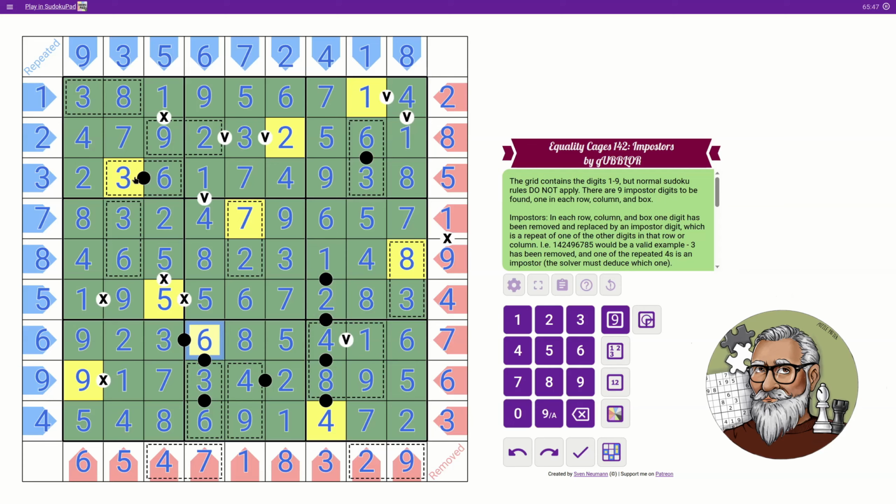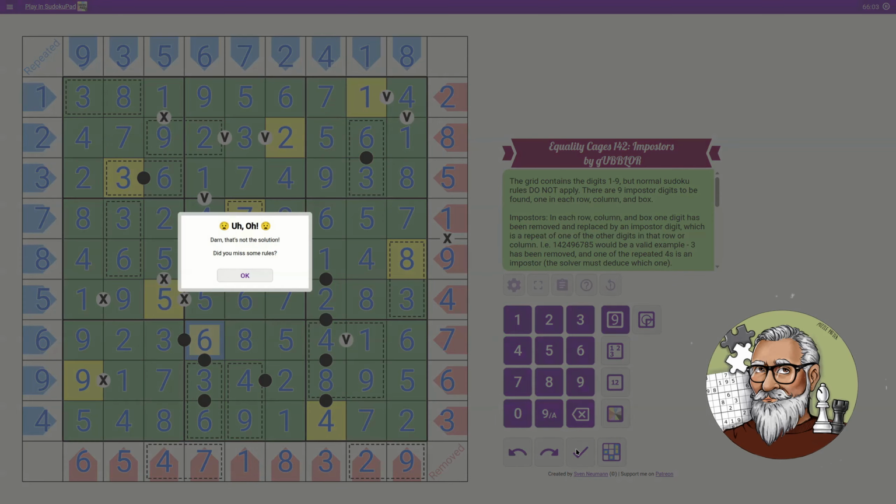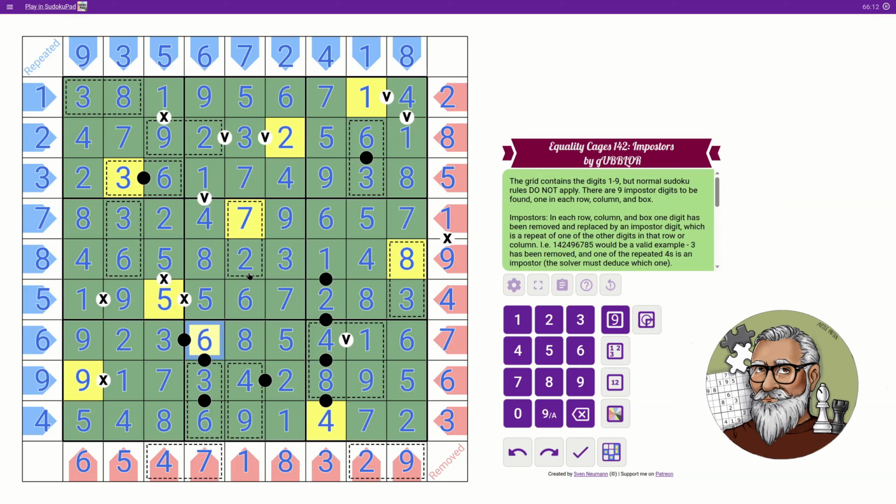What about the cages? 3 6, correct. Those are not cages. 7 2, yeah. 8 3. 8 9 4 1. 3 6 and 4 9. Looks okay. Moment of truth. Oh, what did I miss? I have no idea what I've missed.